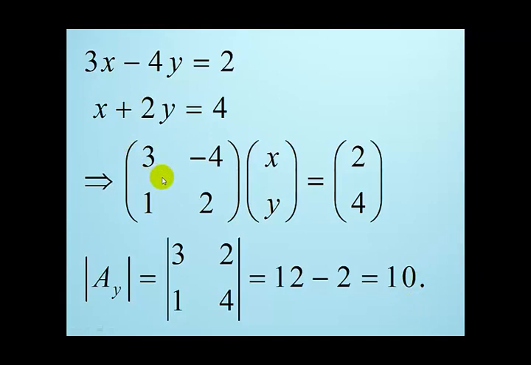Now, how do we find AY? With AY, the 3, 1, that's the first column, remains the same, but the second column is replaced by the constant 2, 4. So AY is now 3, 2, 1, 4. And we are finding the determinant now. So 4 times 3 is 12. Minus 1 times 2 is 2. Now 12 minus 2 is equal to 10. So the determinant of AY is equal to 10.